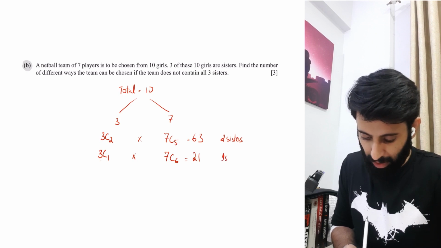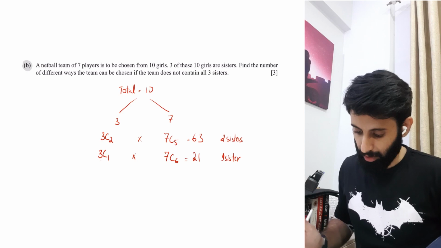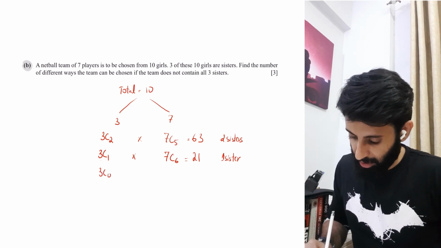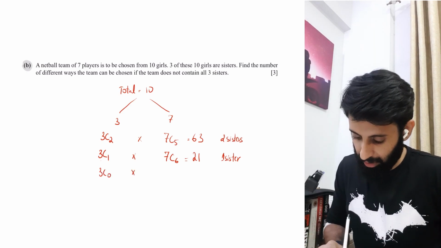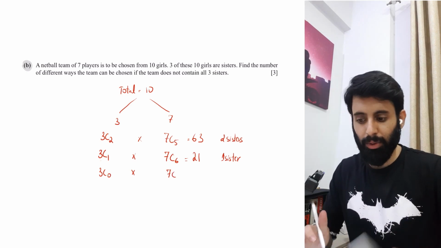Now remember, this is the case where we have just 1 sister. Now what about when you have none of the 3? That means 3C0, or you can just completely ignore that. All 7 people have to come from the other 7 people, excluding the 3 sisters.